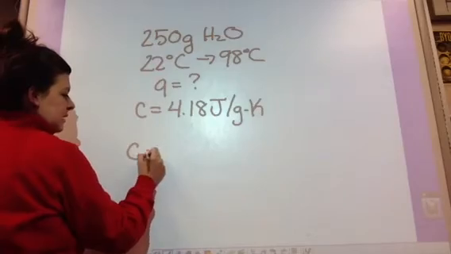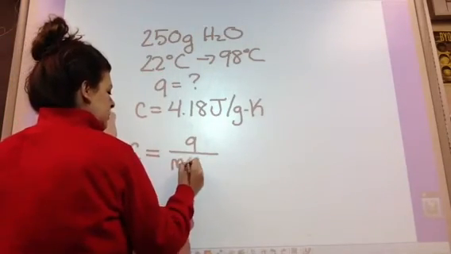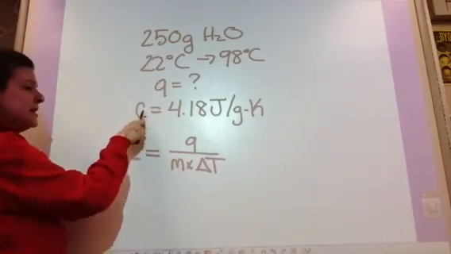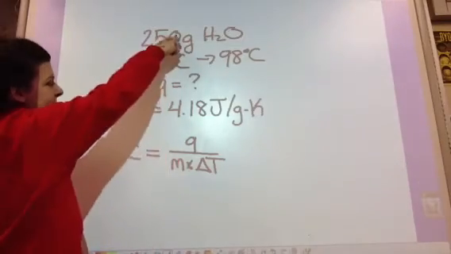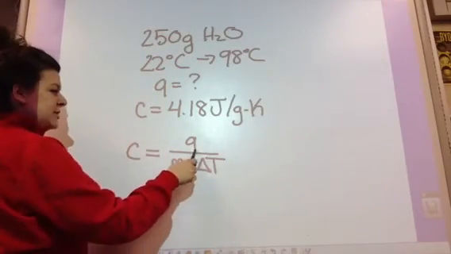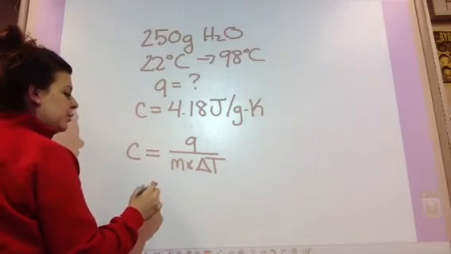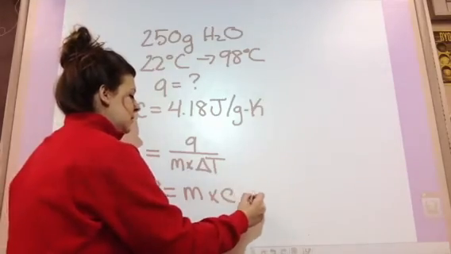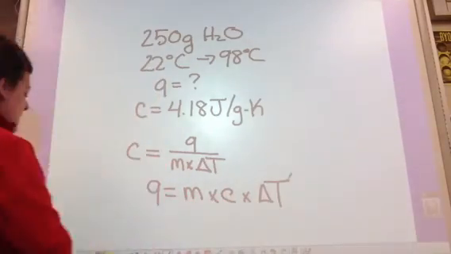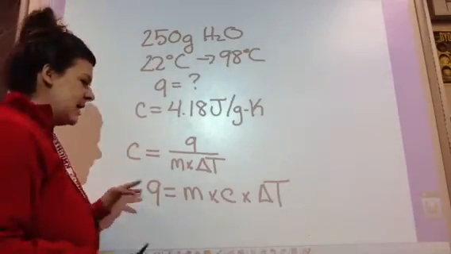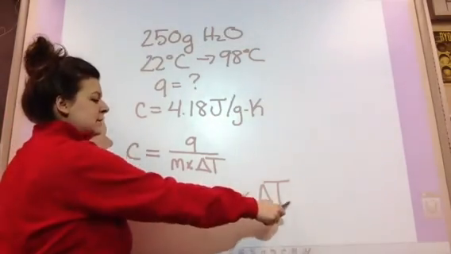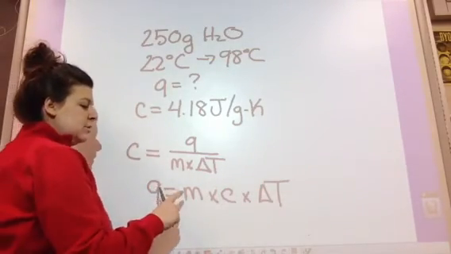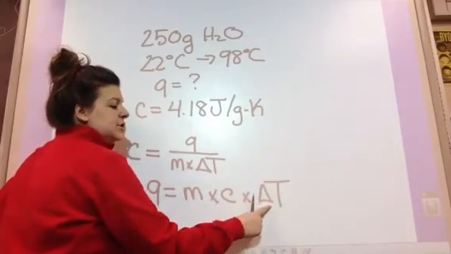And we just said C equals Q over M times delta T. But I want Q. I don't want C because I already have C. And I have my temperatures here, and I have my mass here. So I'm going to rearrange this equation to solve for Q. If I did that, I would get Q equals M times C times delta T. And I remember this formula this way, Q equals MCΔT. Heat is equal to mass times specific heat times the change in temperature.